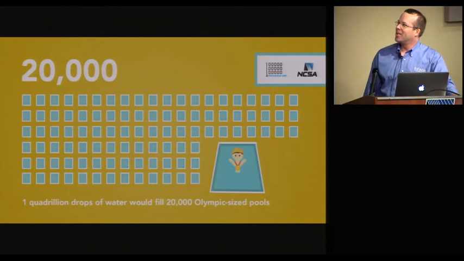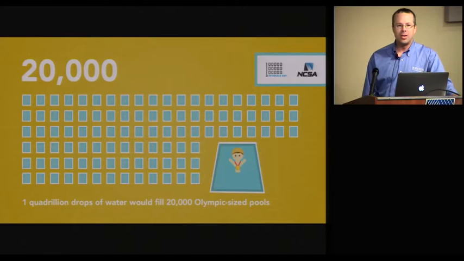Another way to look at it, which is still hard to grasp, but on a human scale: one quadrillion drops of water. If you take an average size drop, which is about 0.05 milliliters, a very small thing, one quadrillion of those drops would still fill 20,000 Olympic-sized swimming pools. So that's a lot of water.